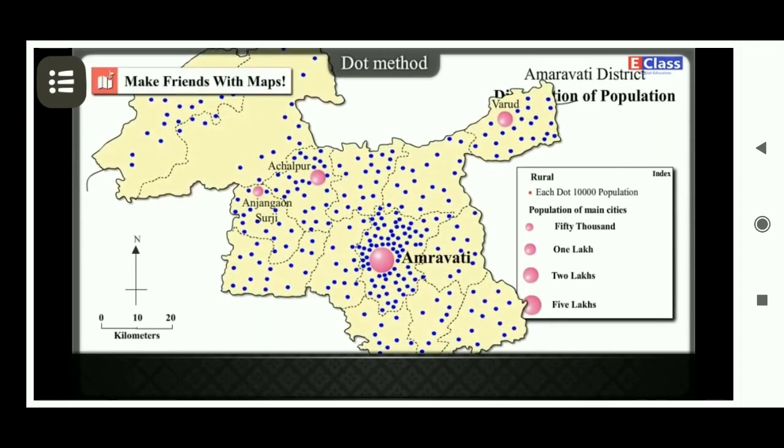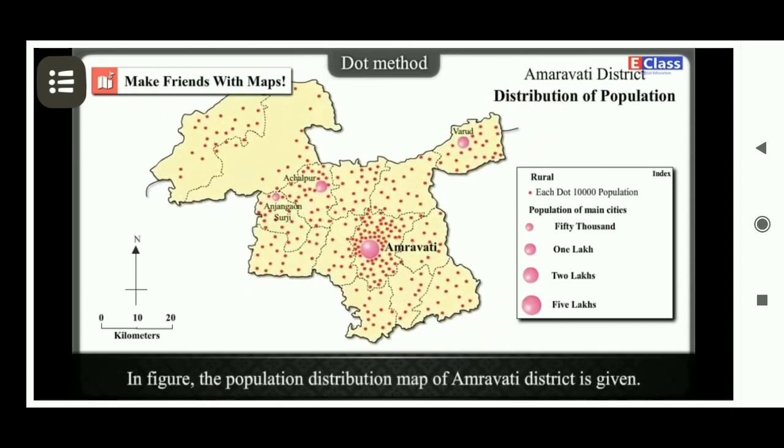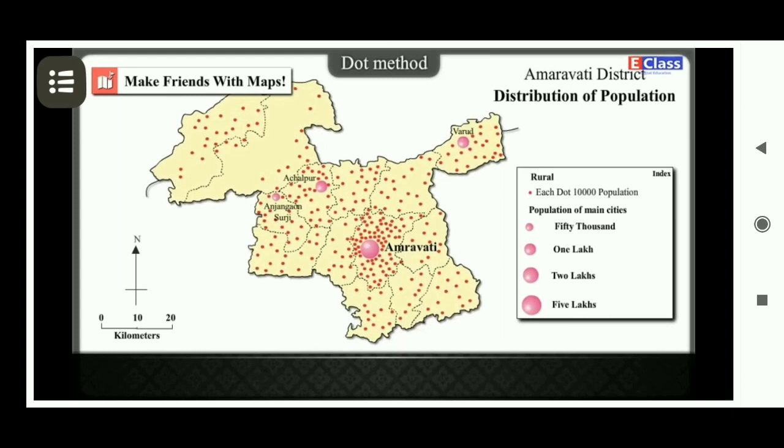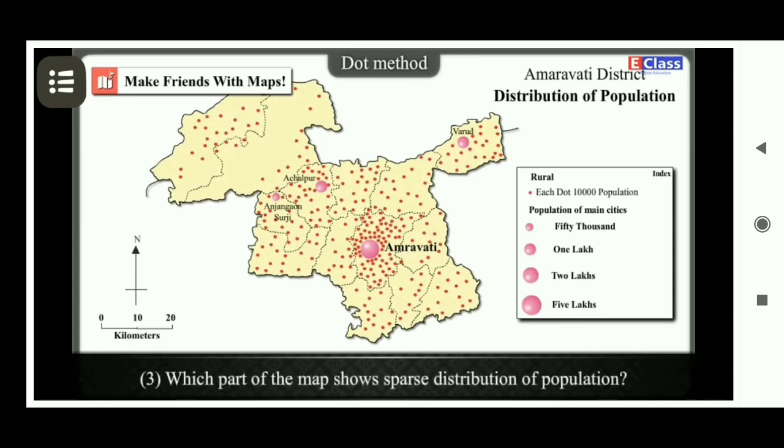Make friends with maps. In the figure, the population distribution map of Amravati district is given. Answer the given questions by reading the distributional map shown by dot method. What is the population of the Amravati town? Name the place having population of 1 lakh on the map. Which part of the map shows sparse distribution of population?